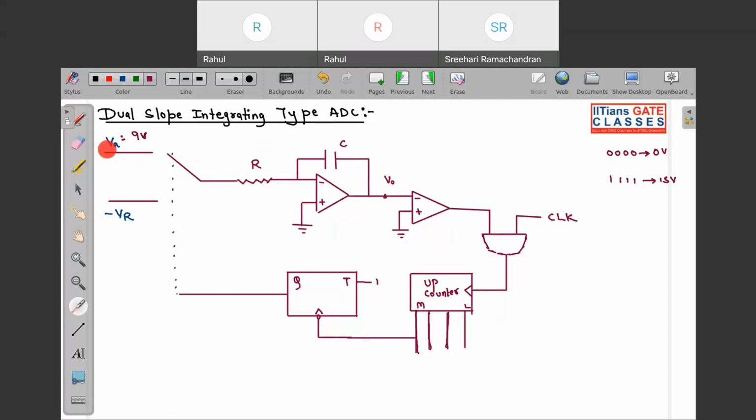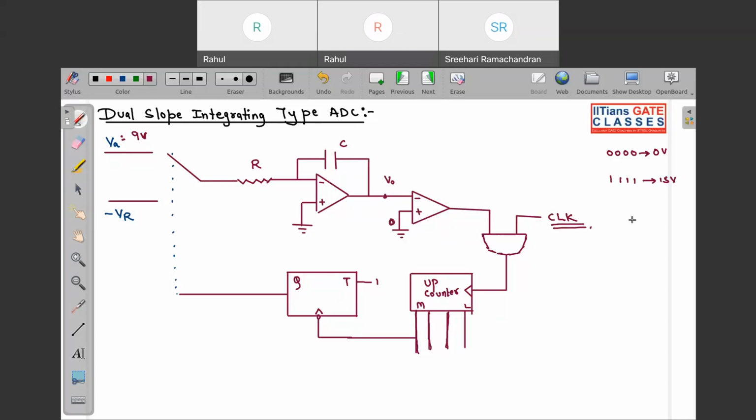So when we apply VA equal to 9 volt, what will happen? This capacitor will start charging. Okay, this capacitor will start charging, and you can see we have a comparator over here where the non-inverting terminal is grounded, and as this capacitor is charging, the inverting terminal will have a higher voltage compared to your non-inverting. So over here we will have one positive signal, and from here we have clock.